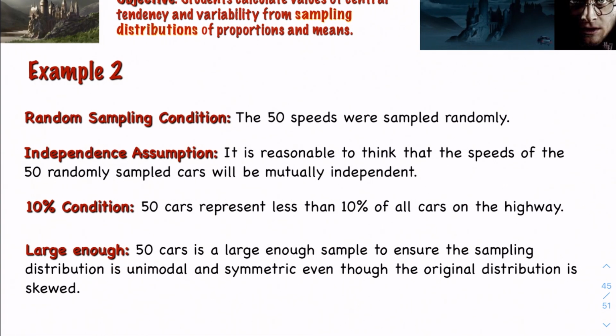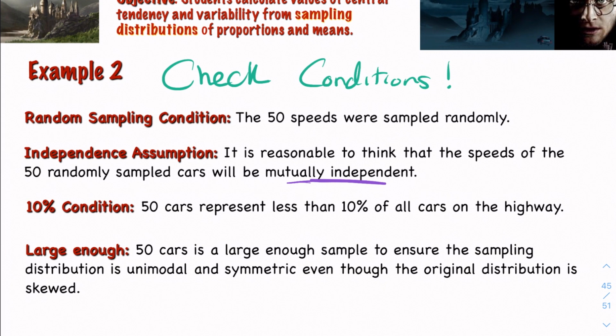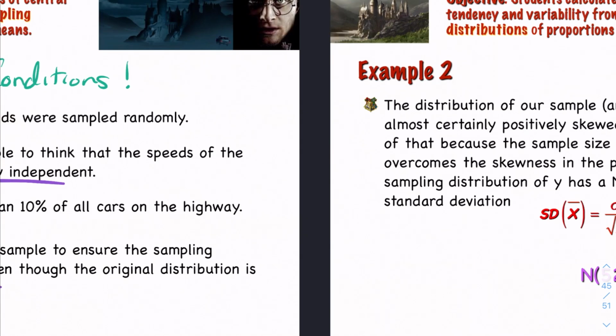So we need to check our conditions. Independent, random sampling conditions. Yep, it said we were randomly sampling. Independence assumption. It is reasonable to think that the speeds of 50 randomly sampled cars will be mutually independent. One does not affect the other. Our 10% condition, obviously 50 cars represents less than 10% of all cars on the highway. And then a large enough sample. 50 cars is a large enough sample to ensure the sampling distribution is unimodal and symmetric, even though the original distribution is skewed. Even if it's skewed, it's still okay.